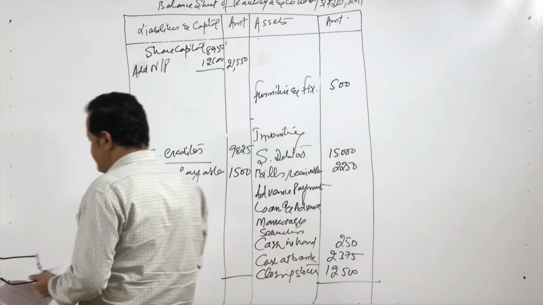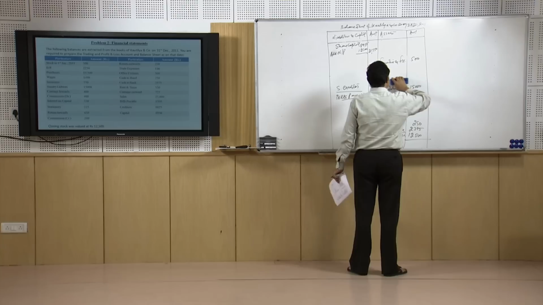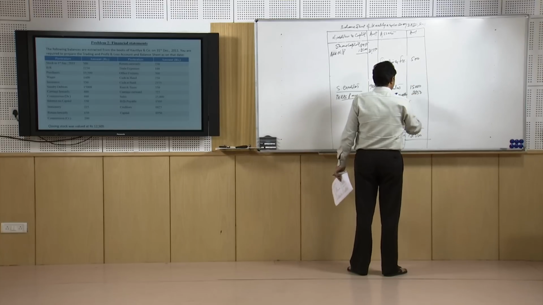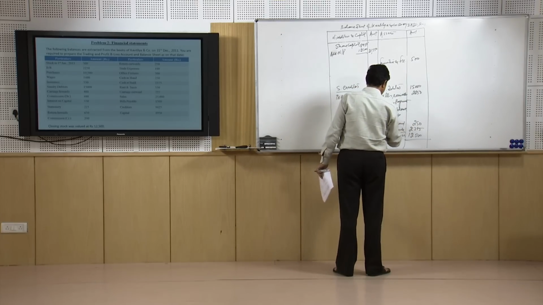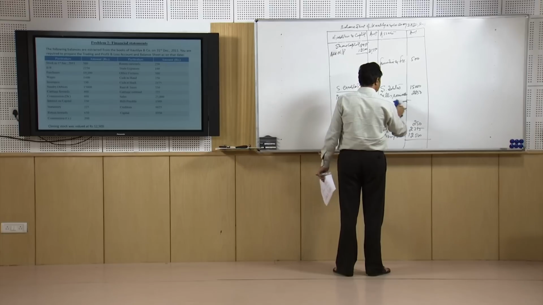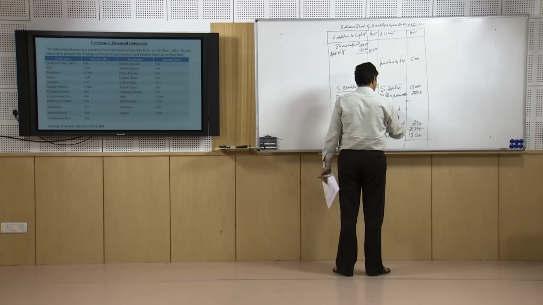We do not have any inventory also. So, we have not taken the inventory. So, no inventory is here. We have sundry debtors, we have bills receivables, no other assets other than cash and closing stock. So, it means we have only these current assets and only these current liabilities.